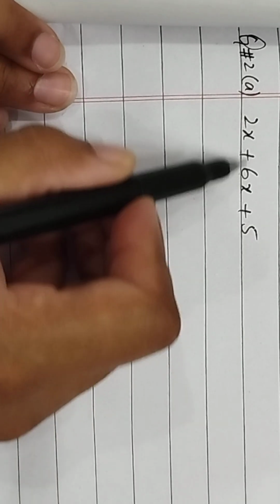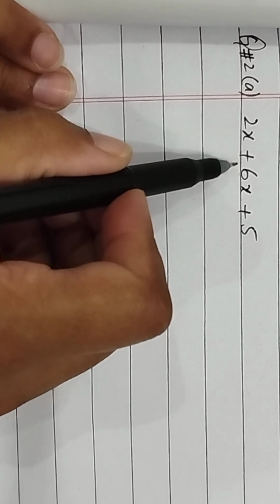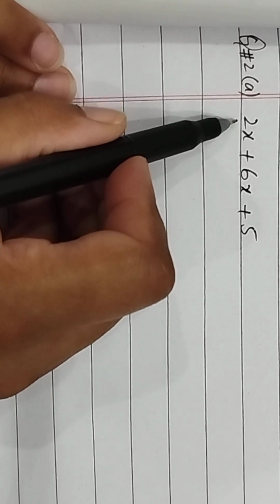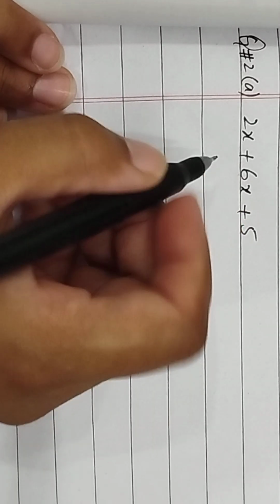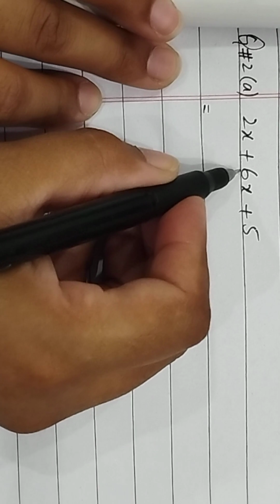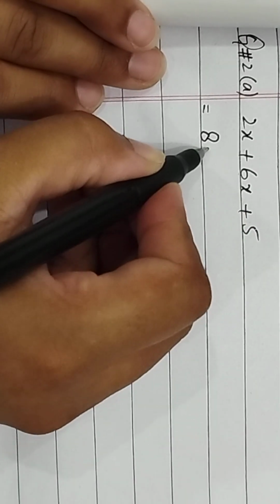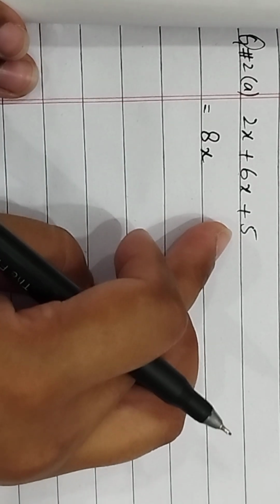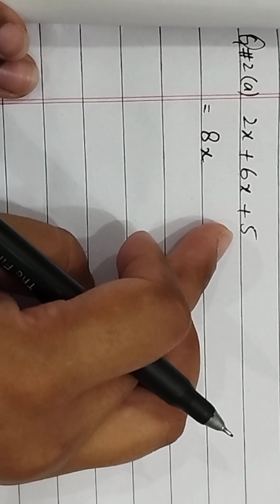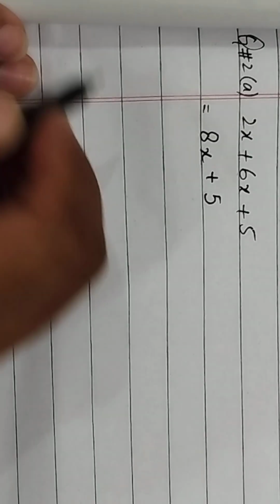Here the first term has x and the second term also has x, so you add the numbers written right with the x. Here it is 2 and 6, so you add both of them. 2 plus 6 is 8. You write 8 and write the variable one time. Now you are seeing that this 5 has no variable, so you write it separately with it. Just simply write it.